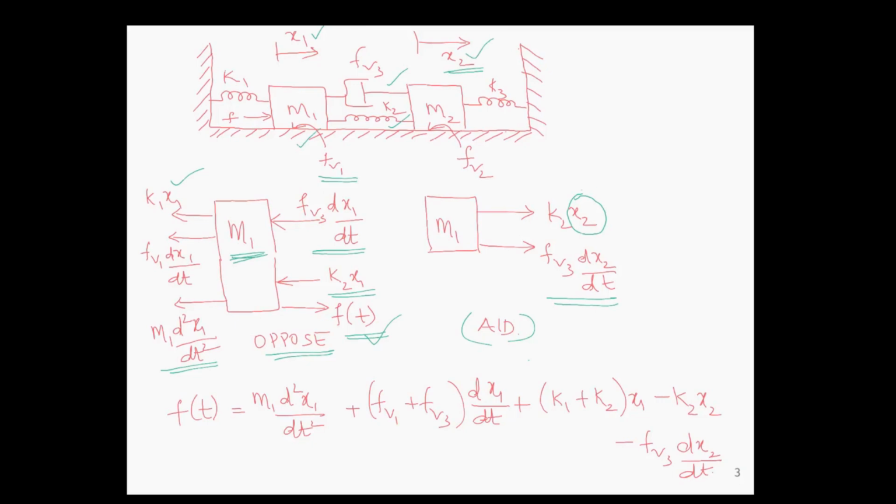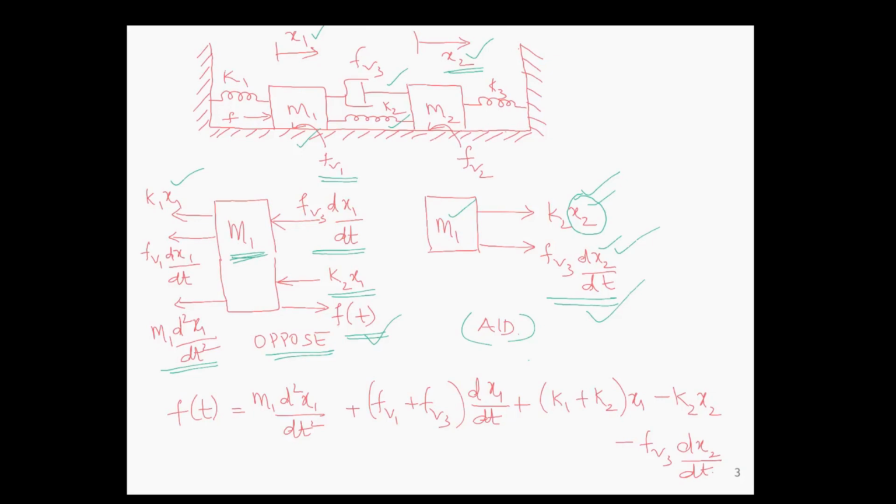So here K2 x2 is the force due to the spring with a spring constant K2 that will aid the motion of M1. Also, there is a damper that has a damping coefficient of FV3. So the damping force is FV3 dx2 by dt. So both forces will be aiding forces, the forces due to the corresponding x2.